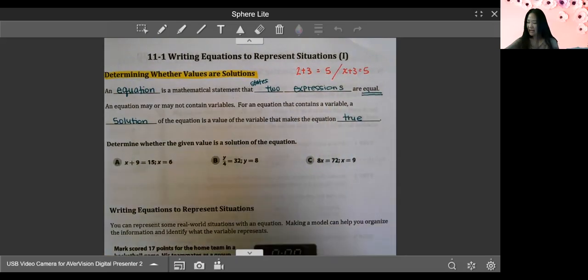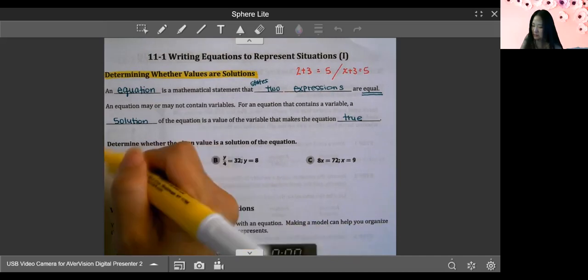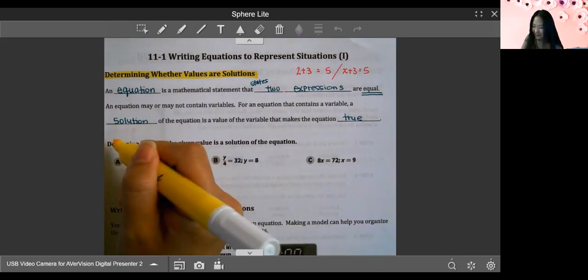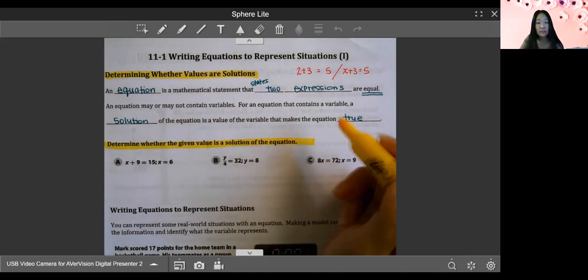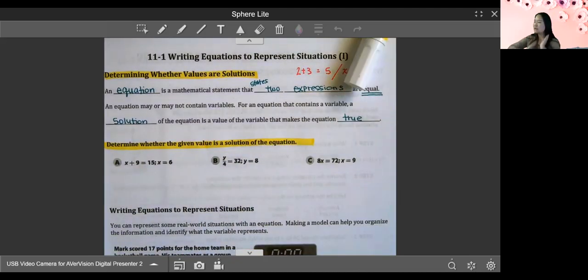All right, so with that, let's go ahead and try. Determine whether the given value is a solution of the equation. Sorry, my kids are yelling.